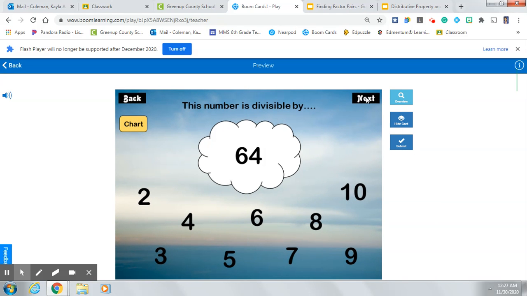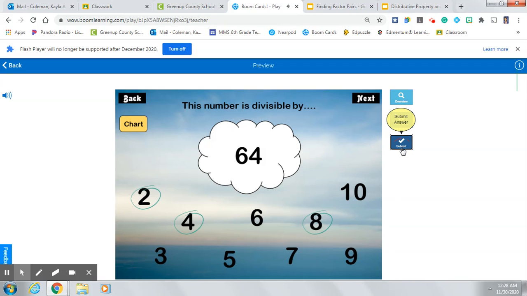This number is divisible by, and we have 64. It is even, so 2 will go into it. 3 will not go into it because 6 plus 4 is 10. 3 cannot go into 10. 4 can go into 64. 5 cannot. 6 cannot. 7 cannot. 8 can. 8 times 8 is 64. 9 cannot, and 10 cannot.